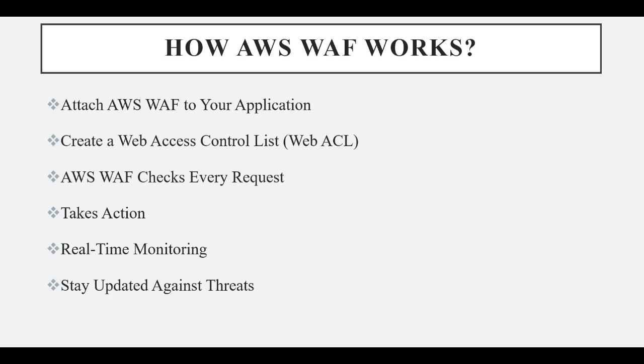The next is it checks every request. The associated resources forward the incoming request to the AWS WAF for inspection by the web ACL. So when the ACL is associated with a web application, it forwards the web requests to the WAF to be inspected by the ACL. That way every request is checked by the ACL. Then it takes the action.